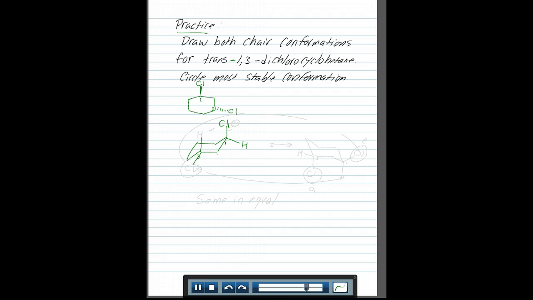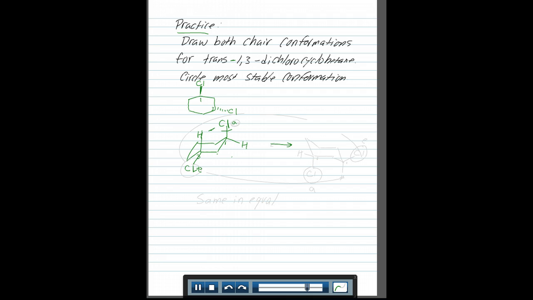Okay, so since it's trans, the other chlorine has to be at this position right here. Why is that? Well, notice the hydrogen and the chlorine are on the same side, and this hydrogen and chlorine are on the same side. So that means these chlorines, if you look, are on opposite sides of the molecule. So that's trans. Okay, so we look at this, and what do you notice? We have an axial chlorine there and an equatorial chlorine there.